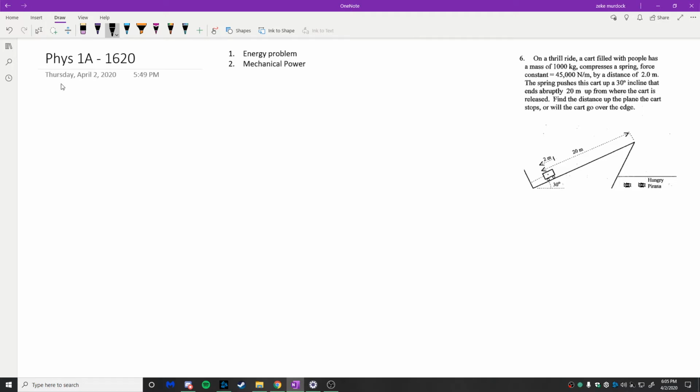Tonight what we're doing is we're going to be continuing to talk about energy and using energy to solve problems, and particularly this one over here to the right. So you can start reading it if you want to. And then we'll be talking about mechanical power. All right, let's get started.